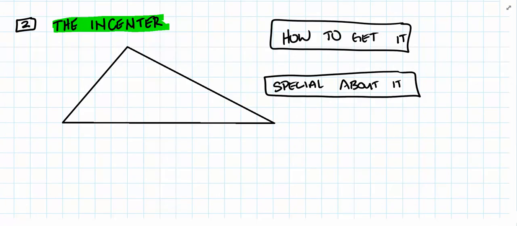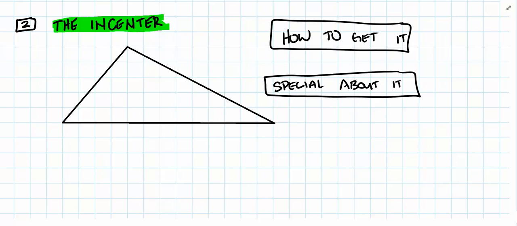When two or more lines intersect in one point. The next three boxes, I'm going to give you the same setup. We're going to talk about certain properties of triangles. I'm going to tell you how to get it, and then what's special about it. The first one is the in-center of a triangle, and the way you get the in-center is by bisecting the angles.